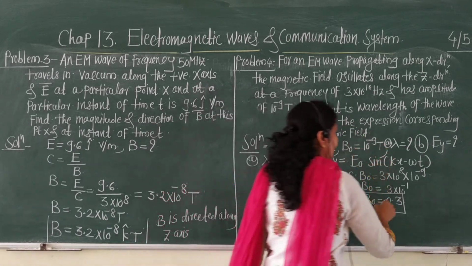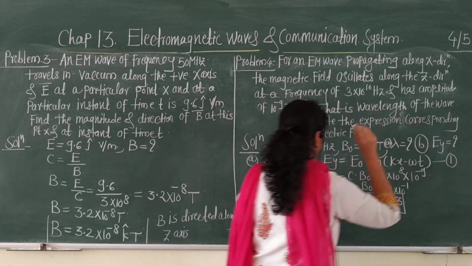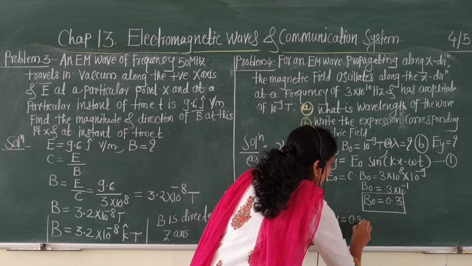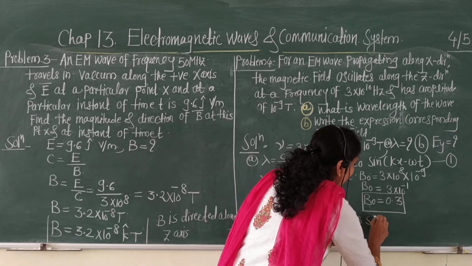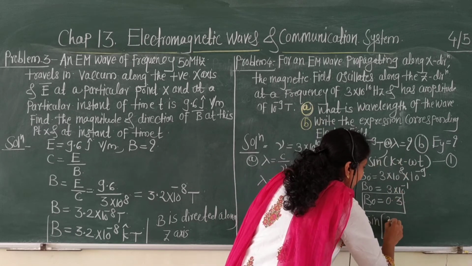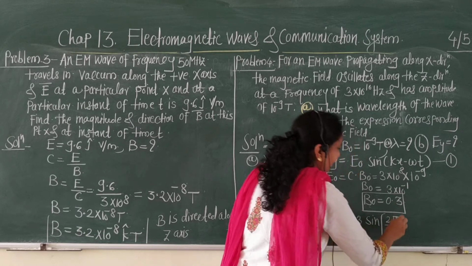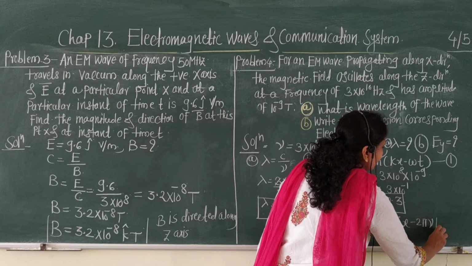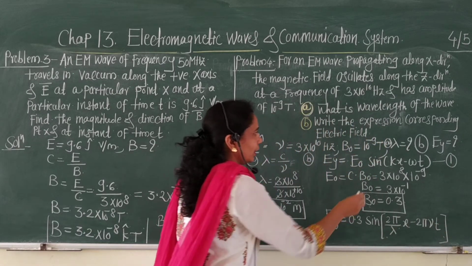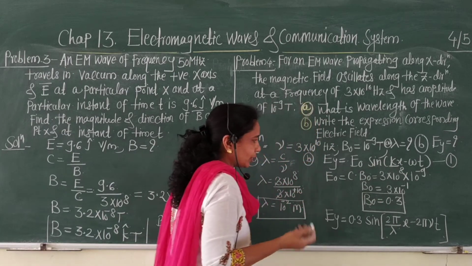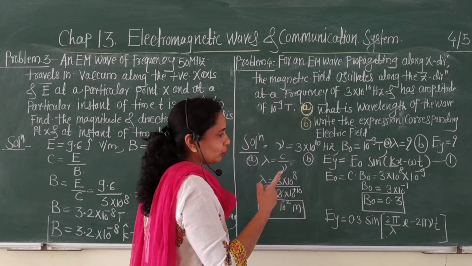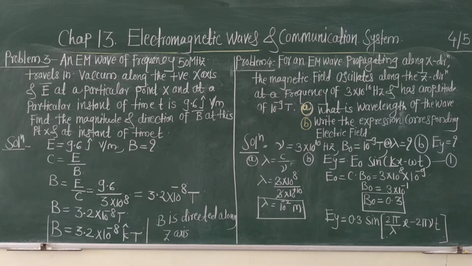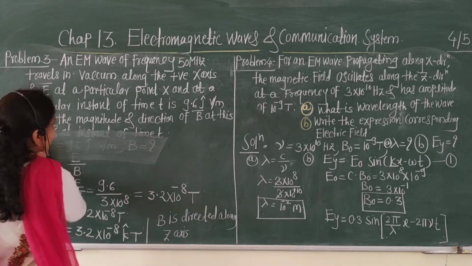Then put this value in equation number 1. Therefore, E y is equal to 0.3 sine of (put the value of k, 2 pi upon lambda, into x, minus 2 pi nu into t). We put the value of k equal to 2 pi upon lambda and omega equal to 2 pi nu into t. Okay, now next step.